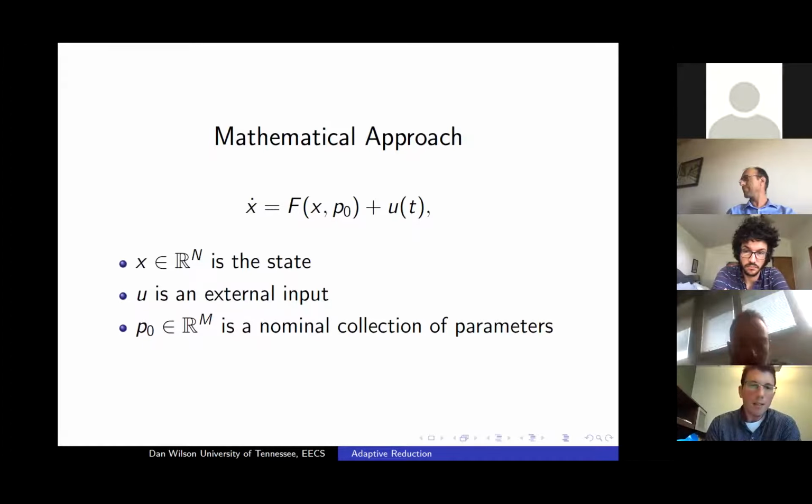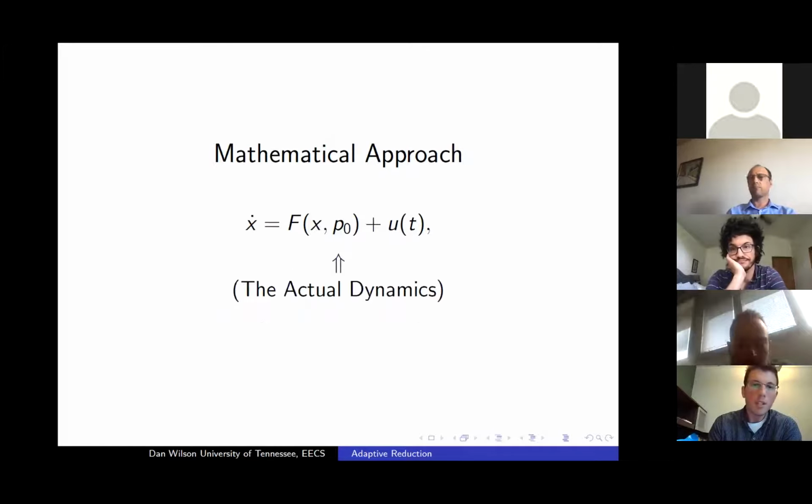We're going to assume that we have some nominal system. The state is X, F gives the dynamics. P0 is a nominal collection of parameters which is potentially constant. It doesn't have to be changing, although it could be. And then U(t) is some external input. So from a neuroscientific application, think this might be an external DBS probe or something like that, that has the potential to influence the voltage behaviors and influence the spiking rates.